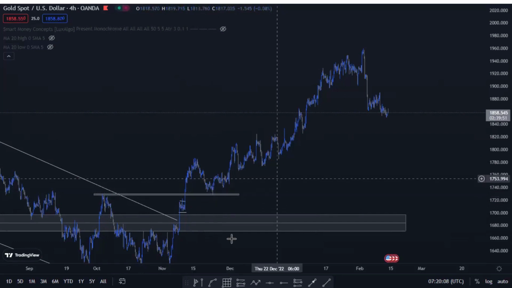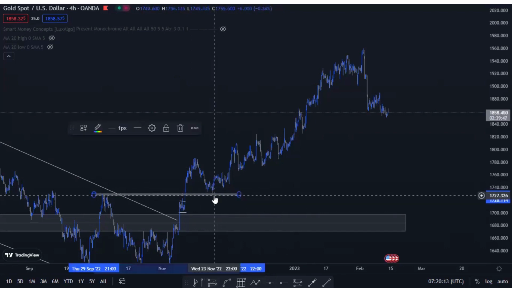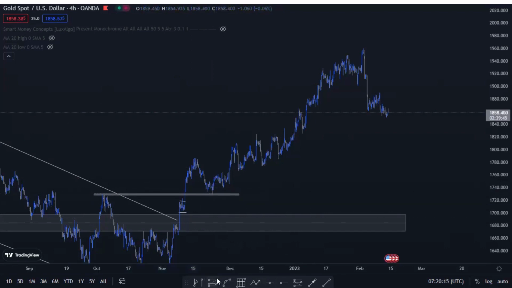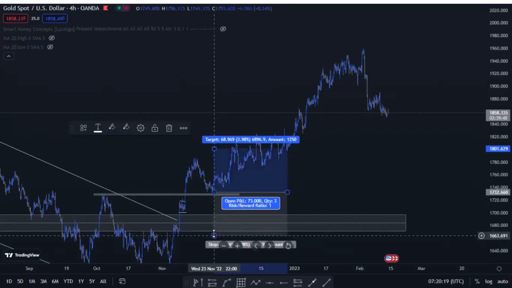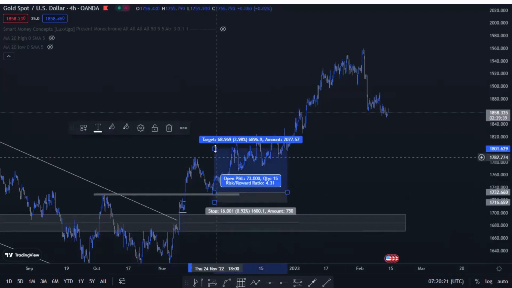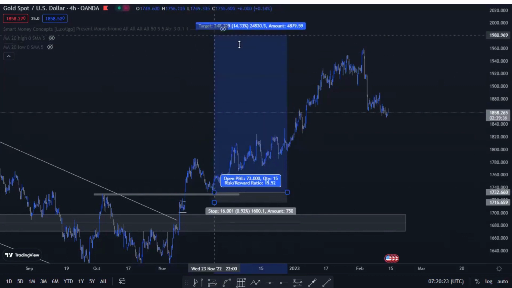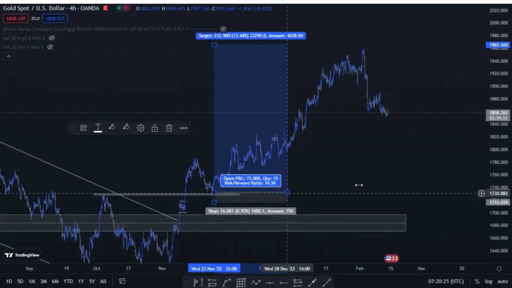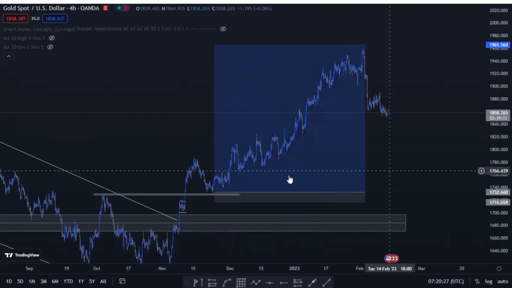As you can see, guys, if you would have taken a buy here, you would have reaped very huge amounts of profits. Take the buy, stop loss right below here. Boom, look at that. Beautiful. Wow.